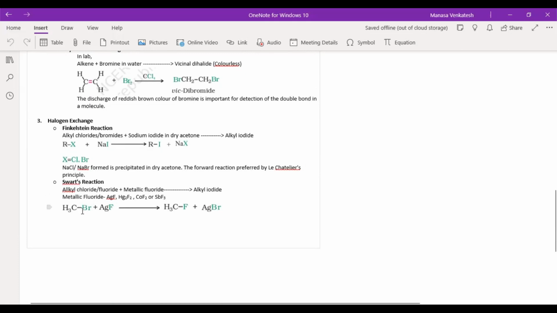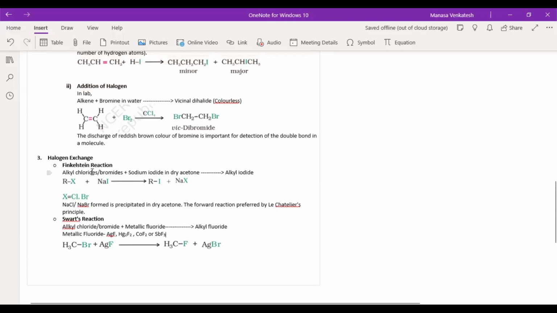So what we do is we react an alkyl chloride or bromide. I'm sorry, it is supposed to be bromide. It reacts with a metallic fluoride to give us an alkyl fluoride. So an alkyl fluoride is formed over here, and the metallic fluorides can be AgF, Hg2F2, CoF2, SbF3. So these are all metallic fluorides. They will help form the product, which is the alkyl fluoride.